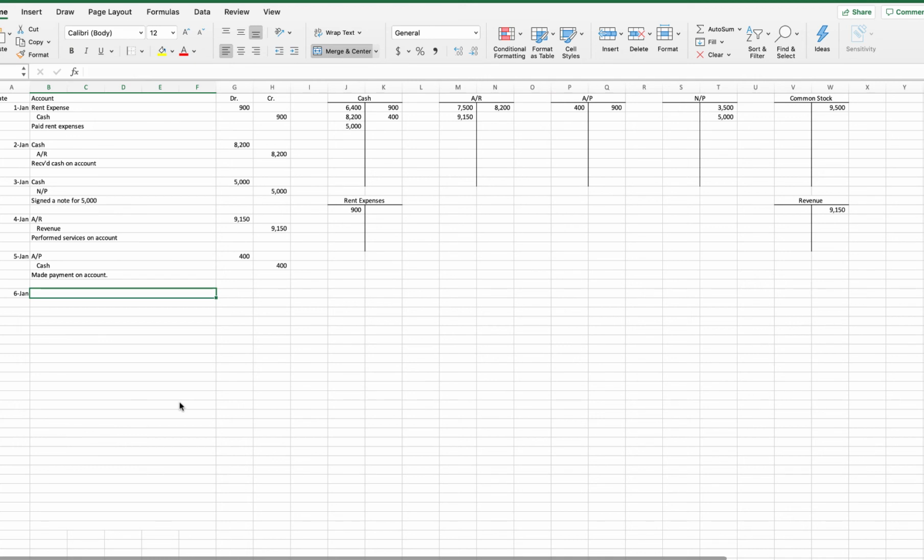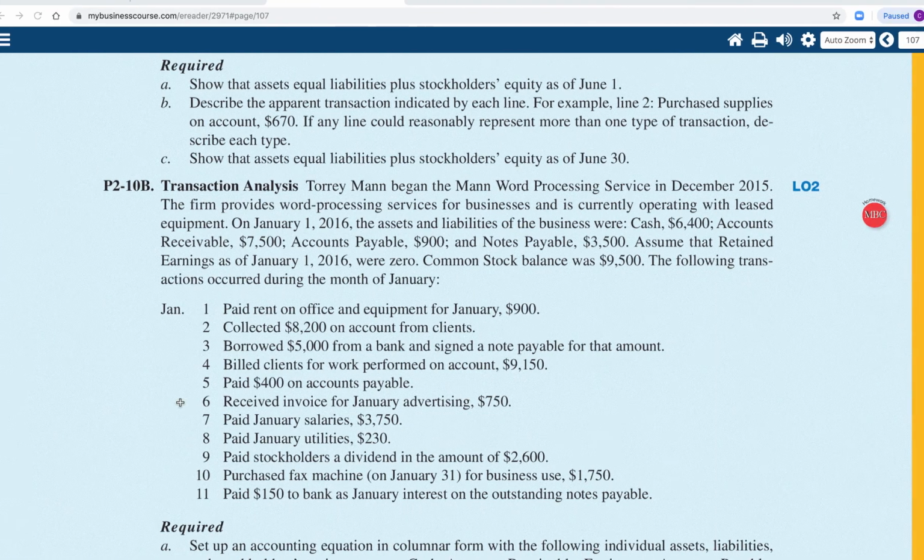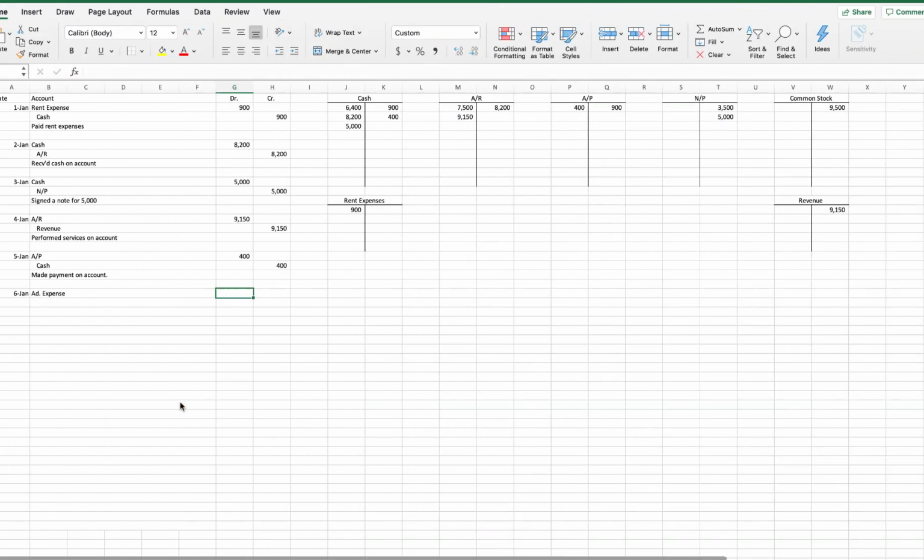So I'm in the general journal here. First thing I got to do is figure out, what do I debit? Well, I know I have advertising expenses. I know expenses increase with the debit, decrease with the credit. Debit's the normal balance side. So I'm going to go ahead and debit ad expense for, I forget the dollar amount. Sorry about that. $750.